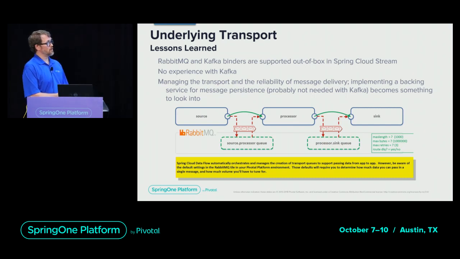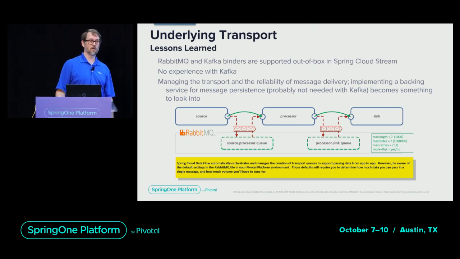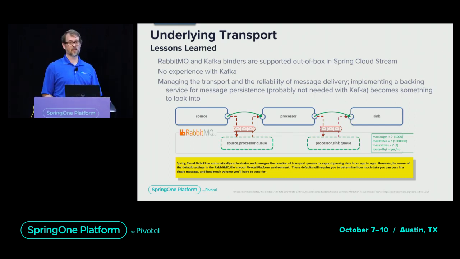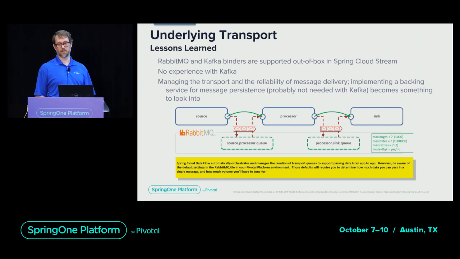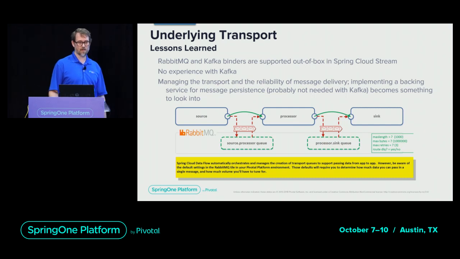Or you can make sure that your RabbitMQ instance is configured with default parameters that really just meet your requirements. And that's what we ended up doing. We had to raise our max bytes and our max length limits to something that we knew our system was within the parameters of in terms of our use cases. I think also with Kafka, you probably don't need to worry about this as much. Kafka has automatic persistence built into it, which is nice.